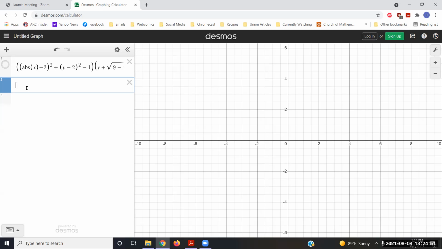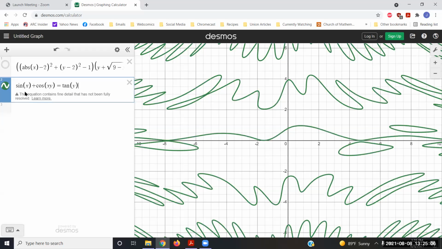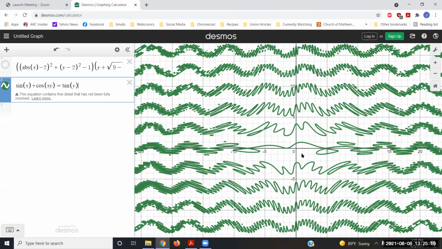So for instance, if we were to have a sine of x, let's go lowercase x, plus cosine of xy, let's make that equal to the tangent of y. We get a very interesting graph. And so now we can ask questions about this graph. What is the domain? What is the range? And how would you describe a graph like this? That's something we'll actually be doing in this class.